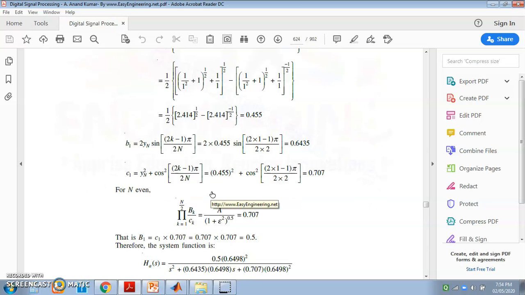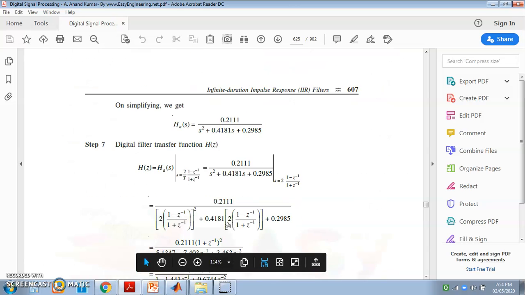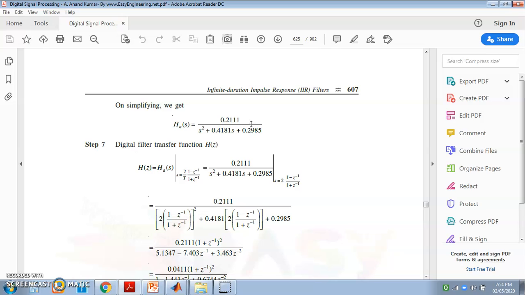So one can directly have the transfer function, that is HA of S equal to 0.2111 divided by S square plus 0.4181 S plus 0.2985. By following all these steps in Chebyshev, we obtain the transfer function HA of S equal to 0.2111 divided by S square plus 0.4181 S plus 0.2985.